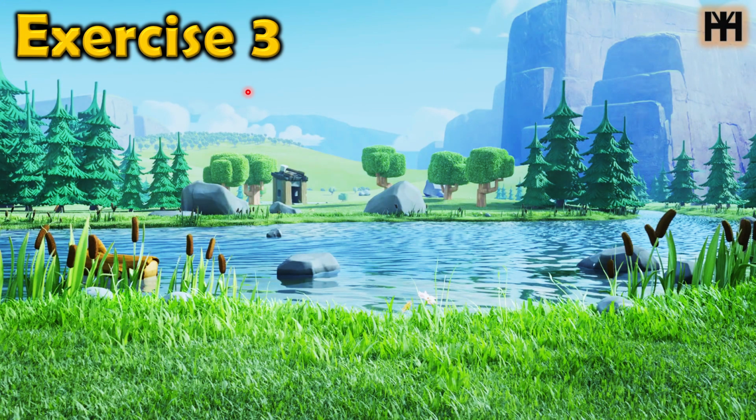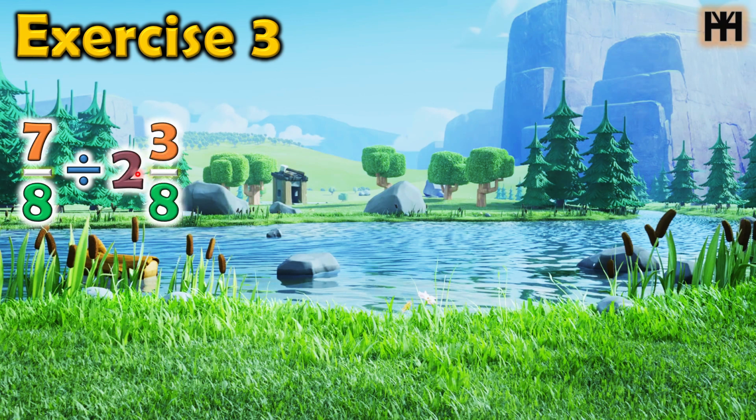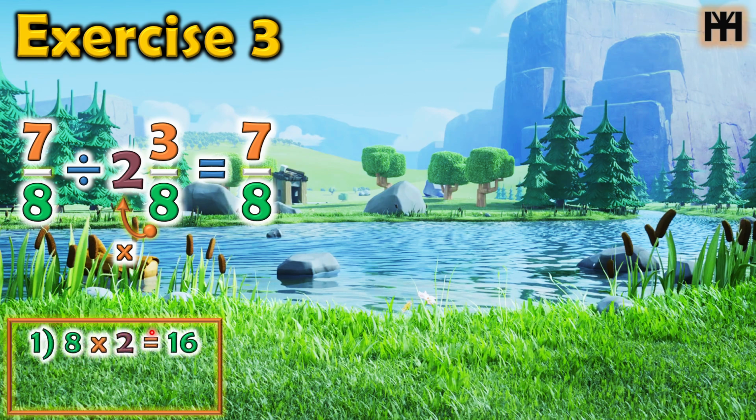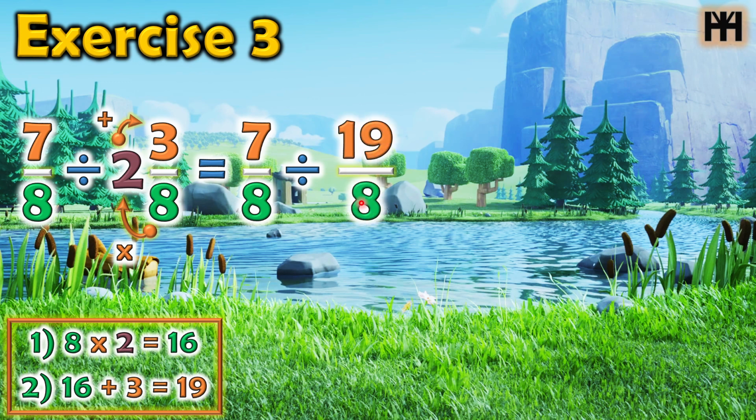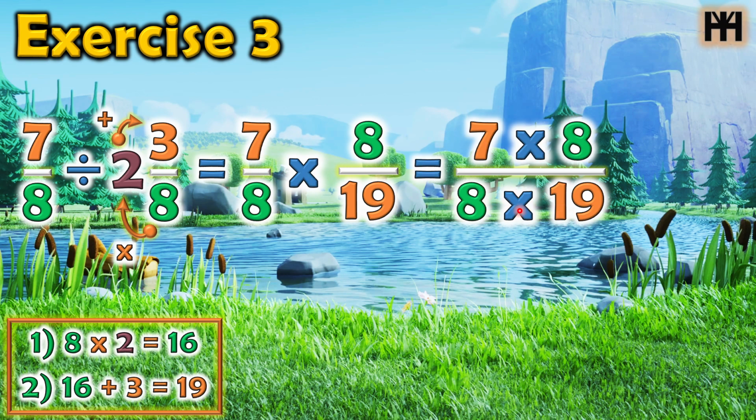Okay, exercise 3. 7 over 8, let's take a fraction now. It will be a normal fraction here. Divide the mixed number. So let's turn this into an improper fraction. So 8 times 2 will be 16, then 16 plus 3 will be 19. So it's 19 over 8. Okay, let's flip them. Yes, after we flip them, let's multiply them. So it's 7 times 8 over 8 times 19. Cancel the two 8's together, so we have 7 over 19.